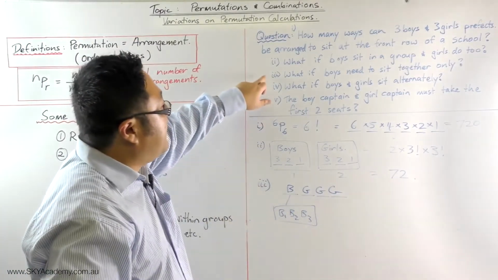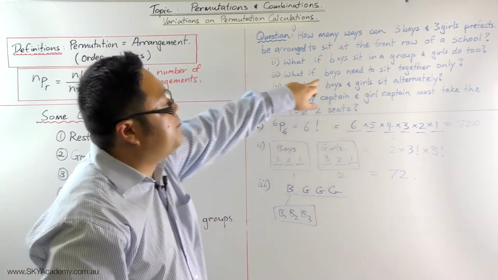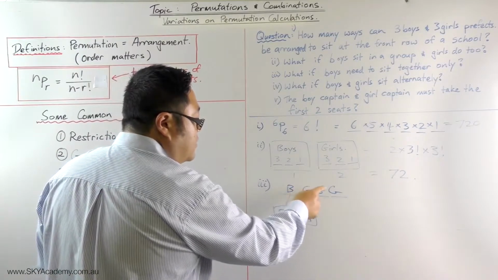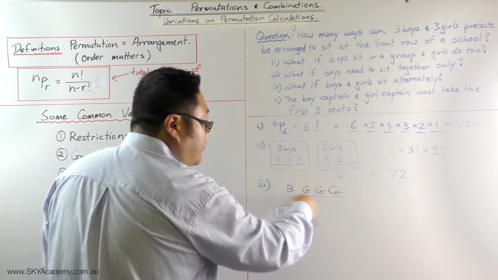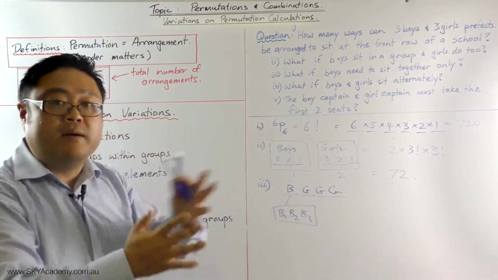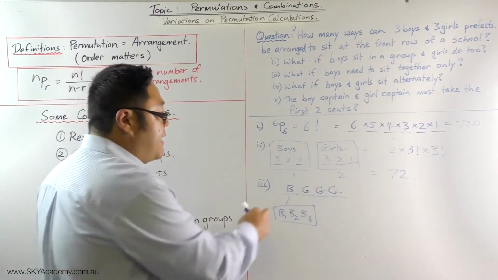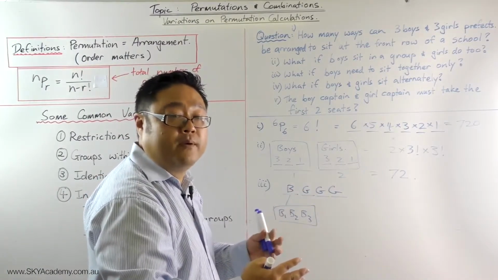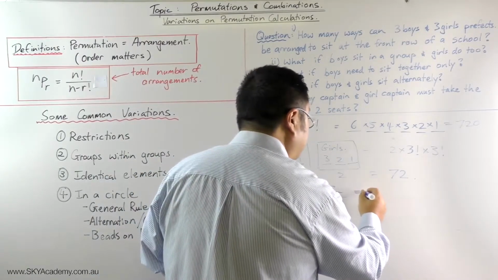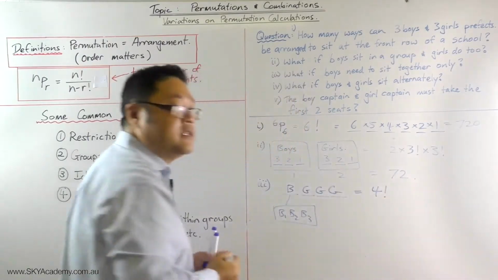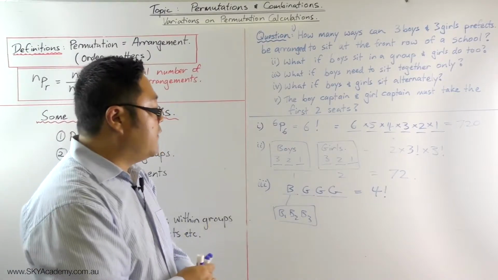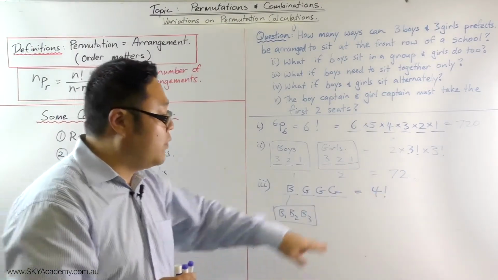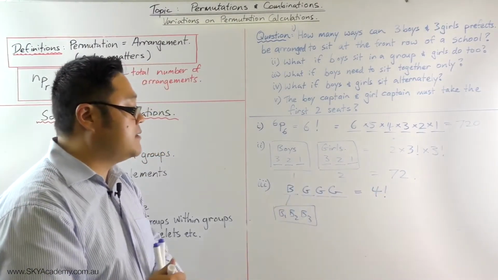So, for part 3, what if the boys need to sit together? Well, this is the boys group. This is 1 girl, 2 girls, 3 girls. We're going to rearrange all of these 4 elements within and amongst themselves. How many ways are there of arranging 4 elements within a group? Well, the answer is 4 factorial. Does that make sense? So in other words, you've got 4 elements, 1, 2, 3, 4. There's 4 ways of arranging those, so 4 factorial ways of arranging those elements.